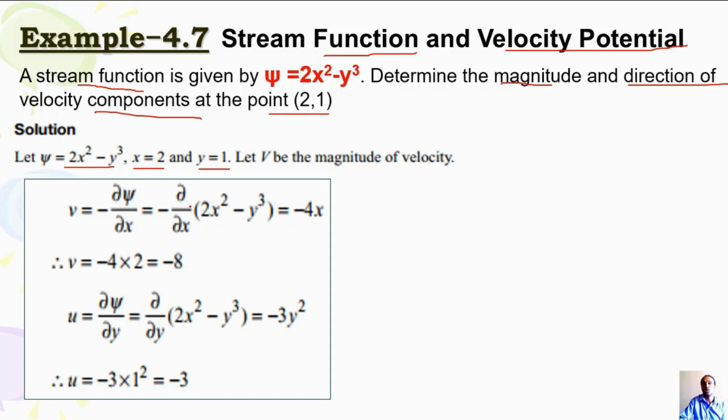So minus the partial derivative with respect to x, since the psi function is given. You just take the partial derivative with respect to x, so you have minus 4x. And v is equal to minus 4 times 2. You simply substitute 2 here, then you will get negative 8. Negative 8 is the velocity. So once you find the magnitude and the direction of the velocity component, we can go for the other steps.